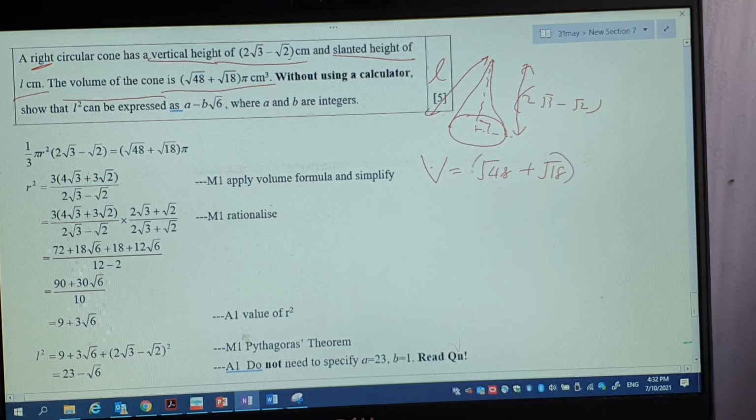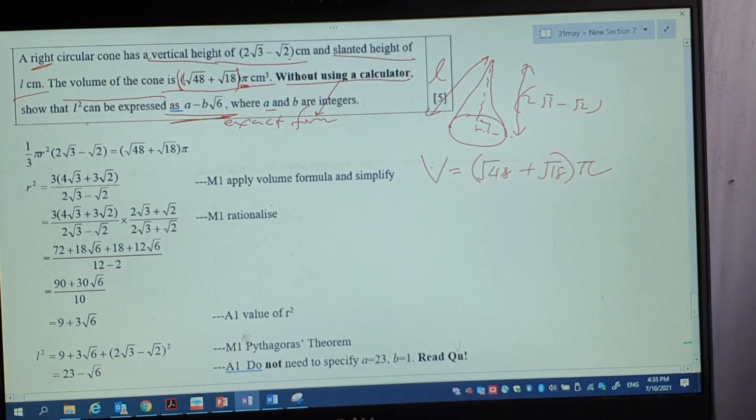Why is there a pi there? Don't think that this pi is useless. It is this pi times this whole thing. You must write it right here. Now, without using a calculator, I told you already, they will not want you to use a calculator. That means all your answers must be in exact form. And A and B are integers.